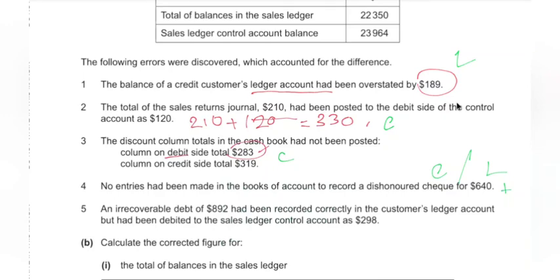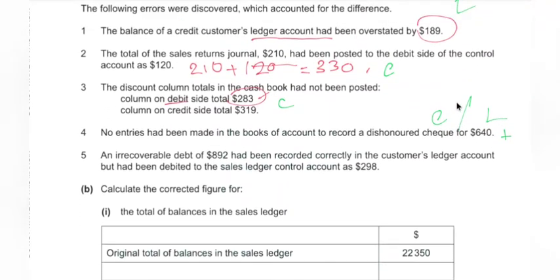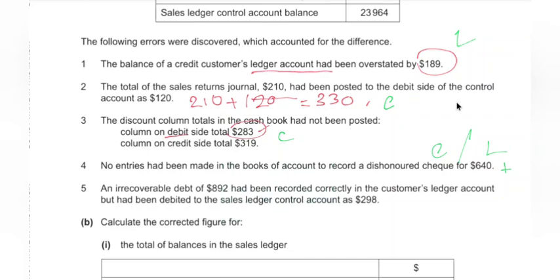Then an irrecoverable debt of 892 had been recorded correctly in the customer's ledger account but had been debited to the sales ledger control account as 298. Okay, now this is one of the errors that kind of troubled many students. This is clearly mentioning that this is an irrecoverable debt of 892 which is incorrectly recorded in the customer ledger account, and it has been debited to the sales ledger control account. So this has been wrongly recorded and then entered at the wrong side as well.